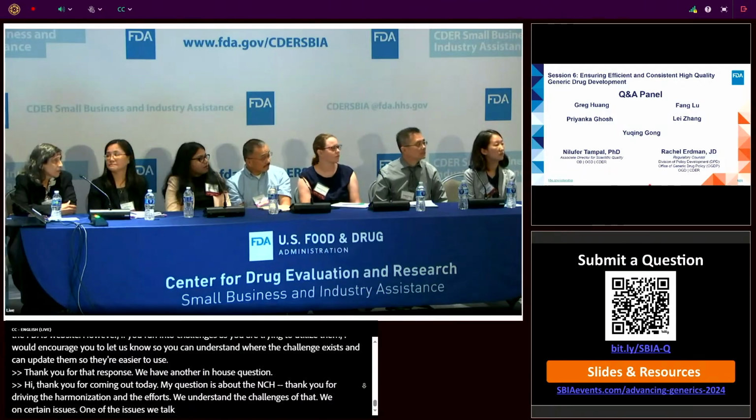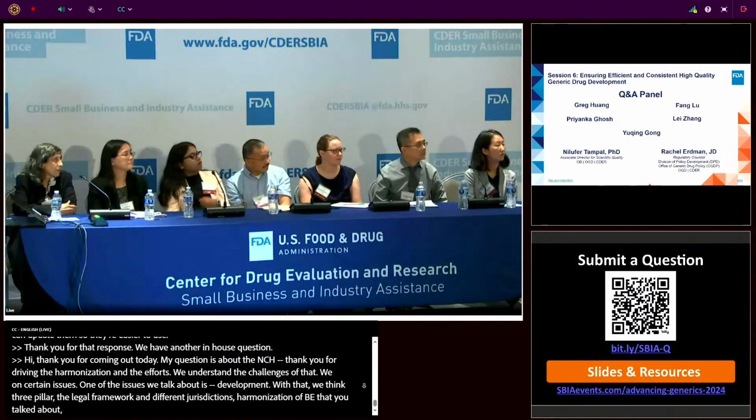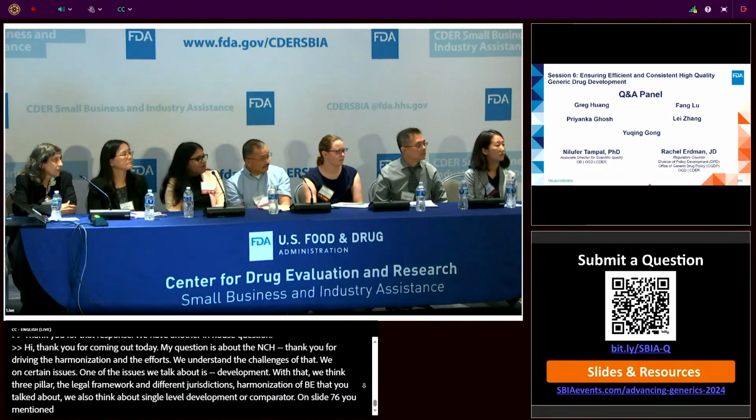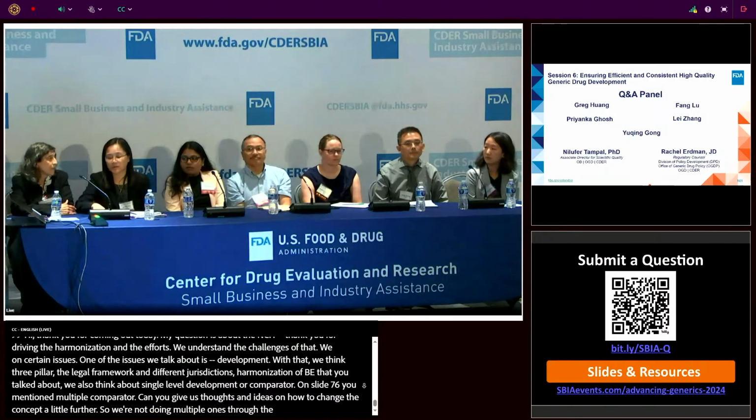With that, we think about three pillars. We think about the legal frameworks in different jurisdictions. We think about harmonization of BE, which you talked about. We also think about single global development or a single global comparator. On slide 76, you mentioned multiple comparators, multiple regions. Can you give us some thoughts or ideas of how we move the concept of a single global comparator down the line, or how we push that concept a little further so we're not doing multiple comparators in multiple regions for the same product? I hope that's not out of scope.